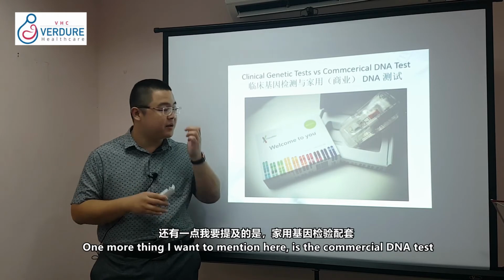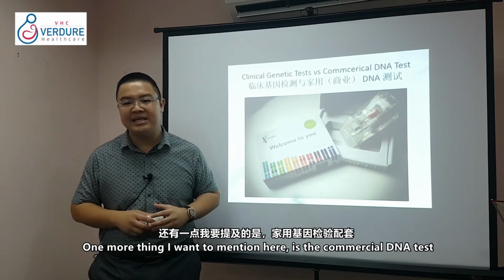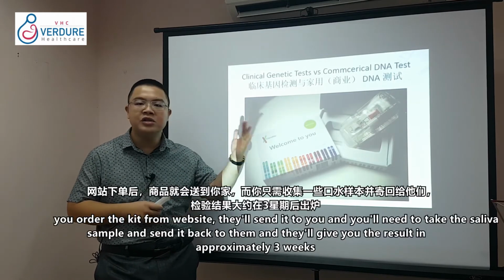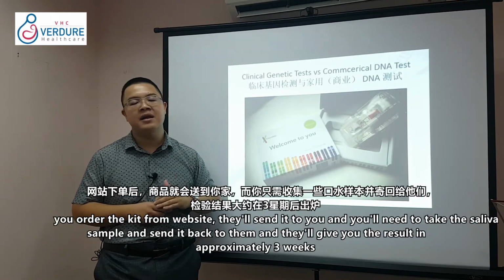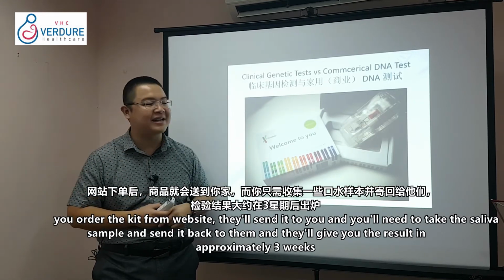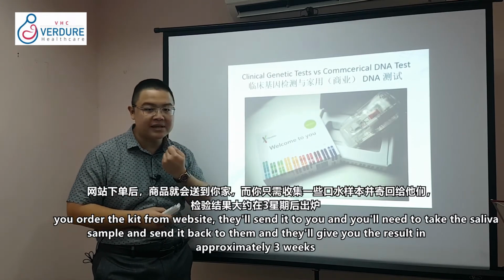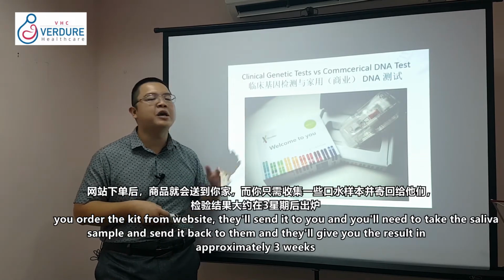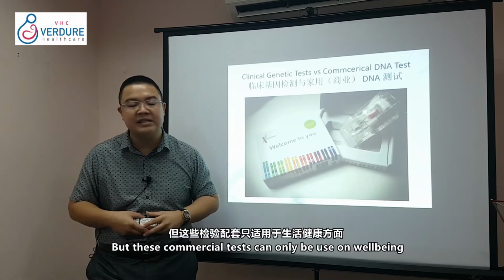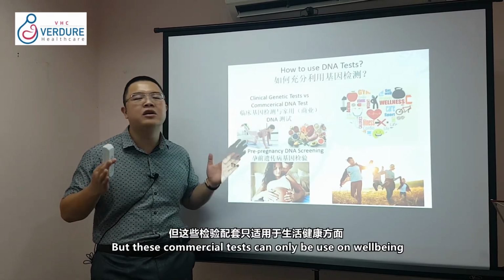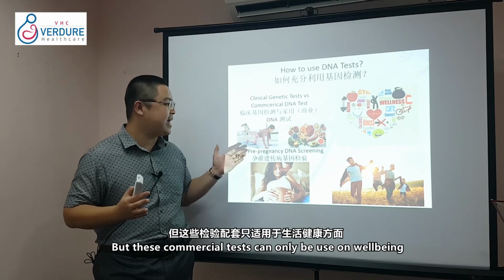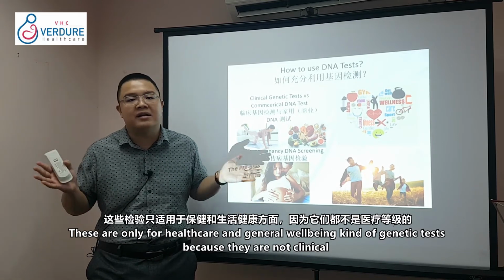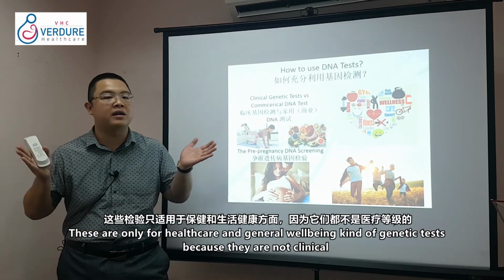And then one more thing I just want to mention here is commercial DNA tests, all right? So commercial DNA tests, how they work is that you go to the website, order a test kit, they will send you a test kit just like the COVID-19 antigen test, swab your saliva, put it into the tube, send the whole thing back into the headquarters, and they give you a result in approximately 3 weeks. But these tests are only good for well-being, sorry. So these are only for healthcare and general well-being kind of genetic tests because they are not clinical.